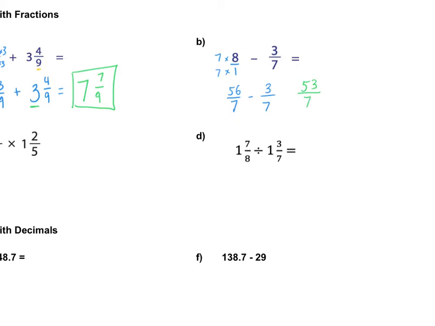53/7. Now that's improper, so I'm going to divide. This would go in 7 times. I get 49, which gives me 4 left over here. And then I'm going to make this into a fraction now. So I have 7 4/7 is my final answer.